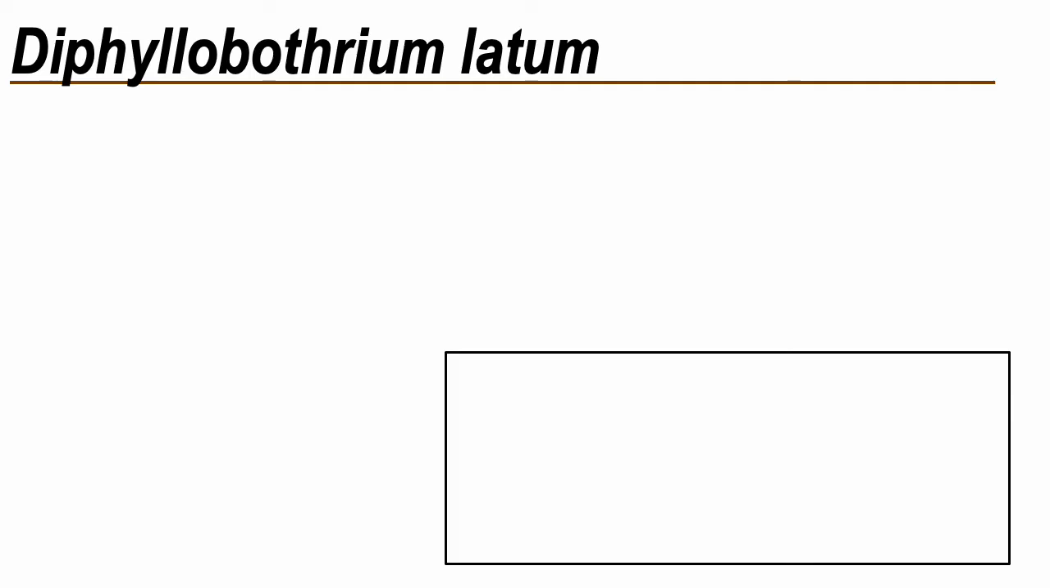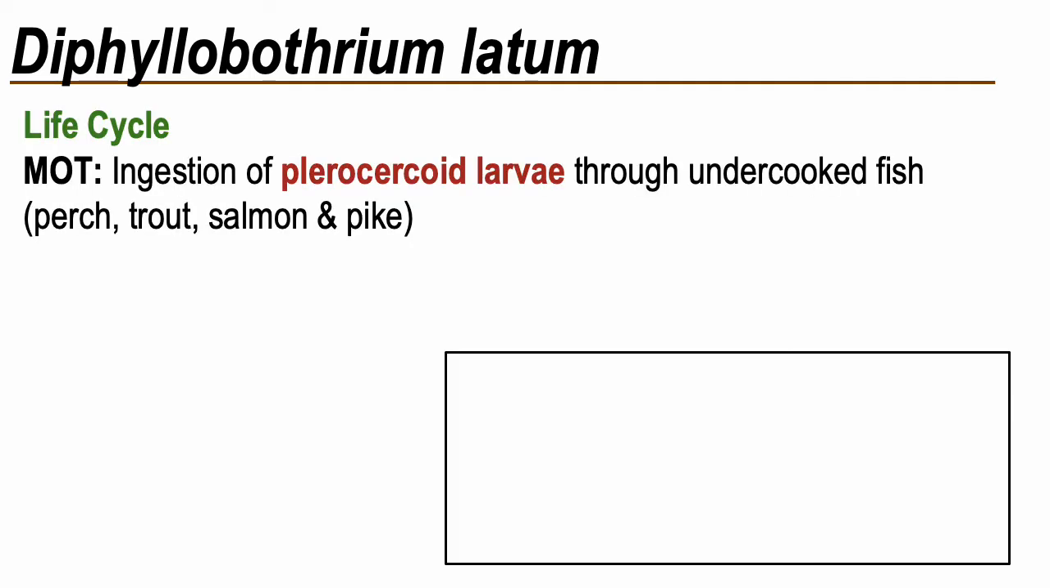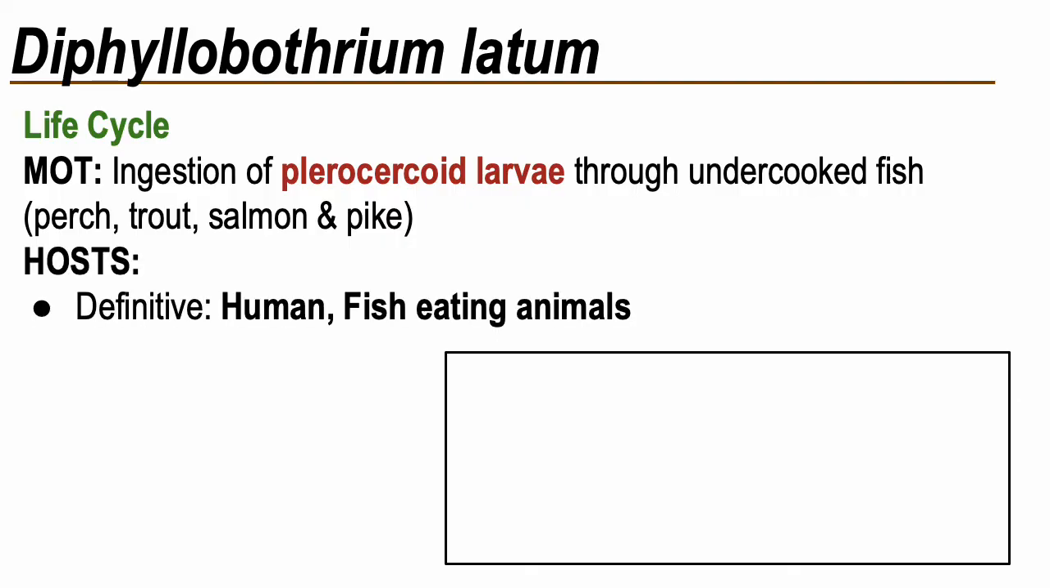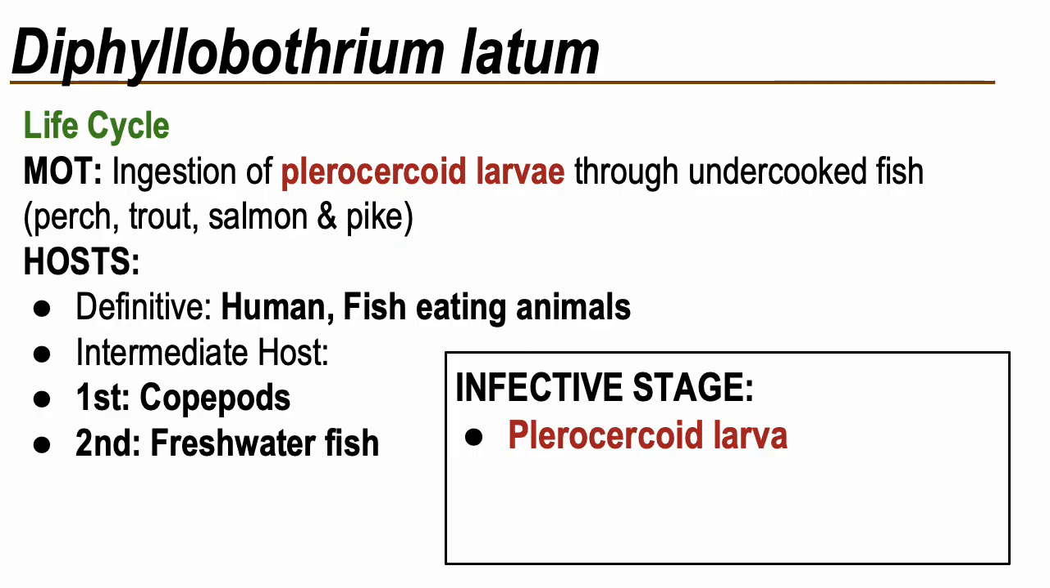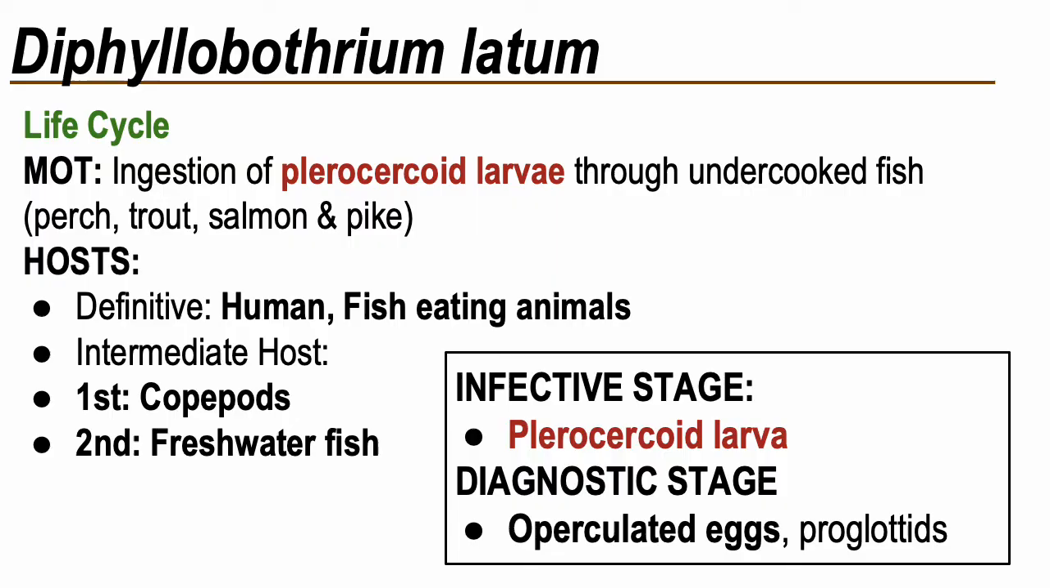So for the life cycle of Diphyllobothrium latum, this is acquired via the ingestion of the plerocercoid larvae through the tissues of undercooked fish such as perch, trout, salmon, and pike. So the host of this parasite, in terms of definitive, we have humans and fish-eating animals, while the parasite requires 2 intermediate hosts. The first one, we have the copepods, and the second one are freshwater fish. The infective stage of the parasite to humans is what we call the plerocercoid larva, while the diagnostic stage may be operculated eggs and proglottids seen in stool.